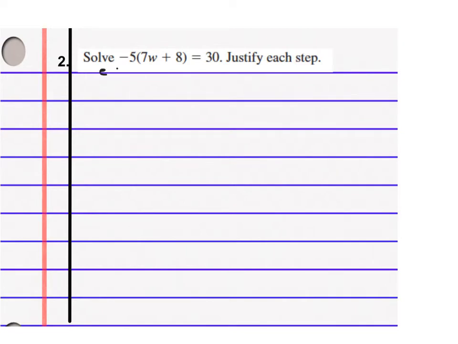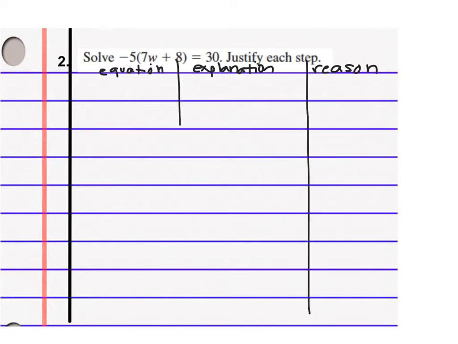Equation, explanation, reason, and think. Hopefully you're knowing what you should do for the first line of your proof. Okay, remember I said in example 1, the first line of your proof is always what's given to you. So I'm going to start with -5(7w + 8) equals 30.